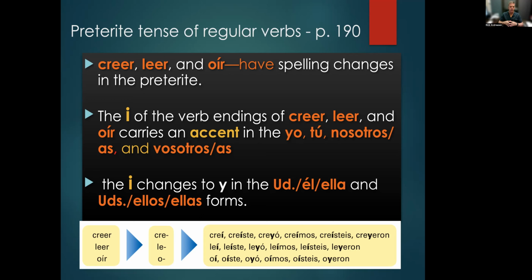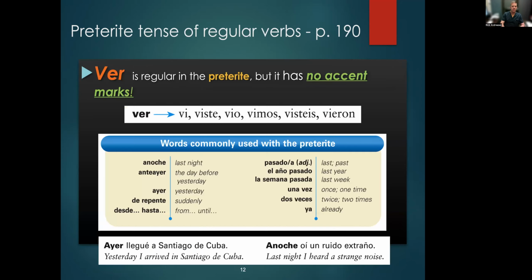So, okay, that's the rule. The I in creer, leer, and oír has an accent in the yo, tú, nosotros, and vosotros forms, where it doesn't always in the other ones. And then the I will change to a Y in that third person singular and plural. Sorry, I probably made that more confusing than it really is. Read that slide a couple times and you'll figure it out. It'll make sense to you.